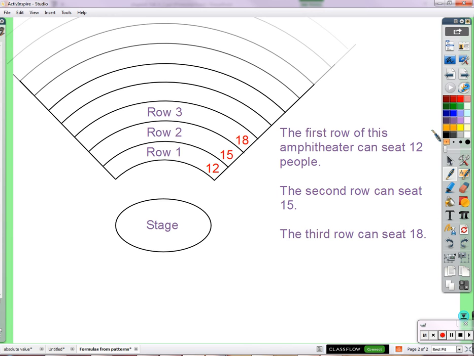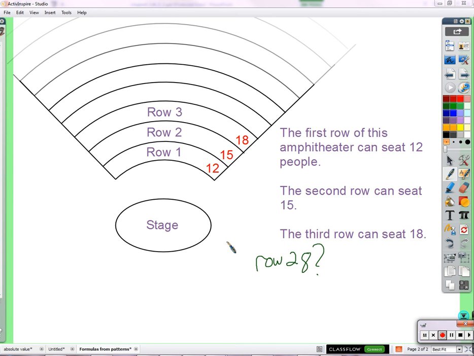So the first row, rather than drawing or putting a picture of 12 people, it's just telling you 12 people can sit there. 15 people can sit here. 18 people can sit here. Okay? Does that make sense? Yeah. All right. So let me ask you to find the number of people, just as a warm up, in row 28. It's a big amphitheater. We're going to find the number of people that can sit in row 28.